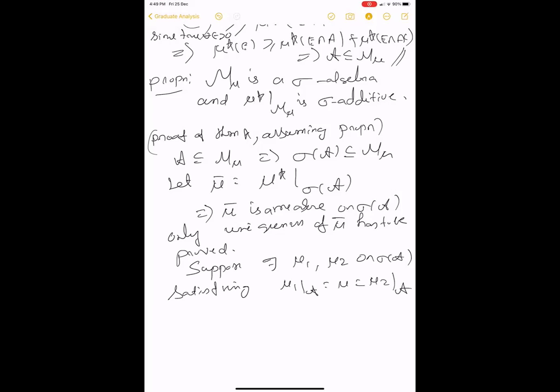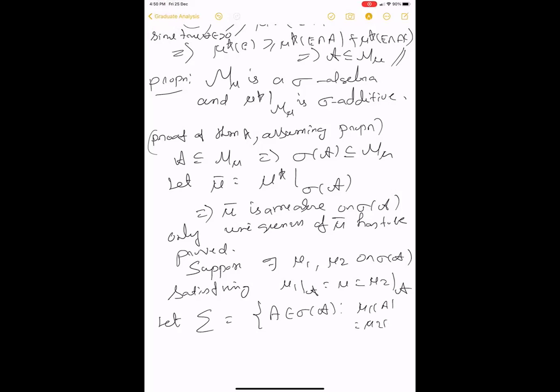Okay, suppose there exist two extensions. I want to say that mu1 equals mu2. So suppose there exist two extensions, then I want to say they are equal. So then define: let E equal all those A in the sigma algebra generated by A, such that mu1 of A equals mu2 of A.